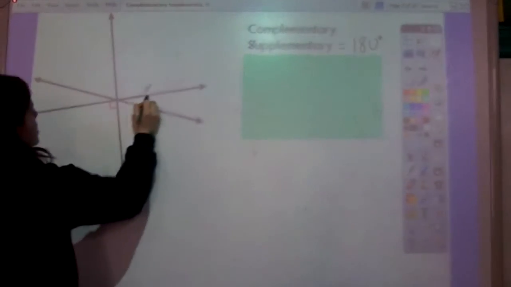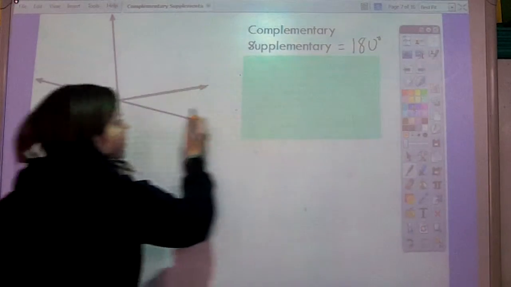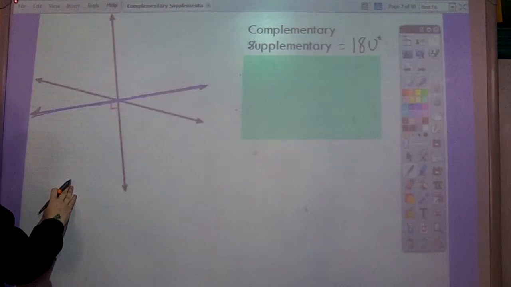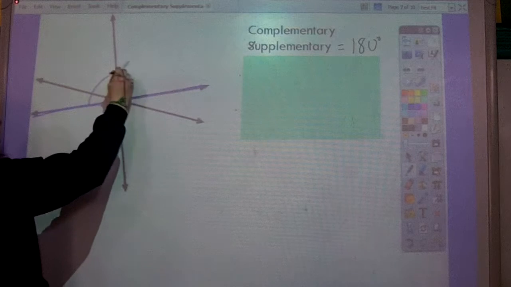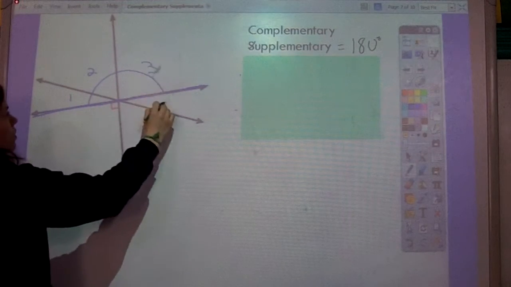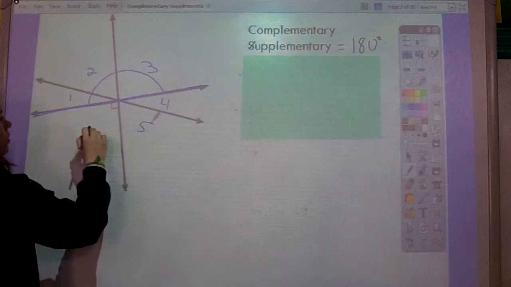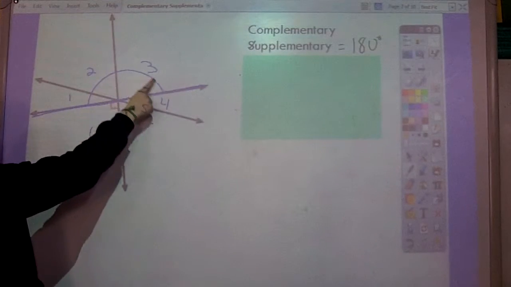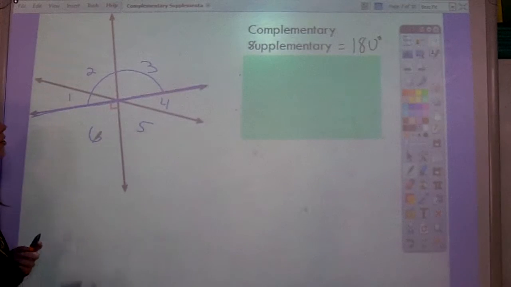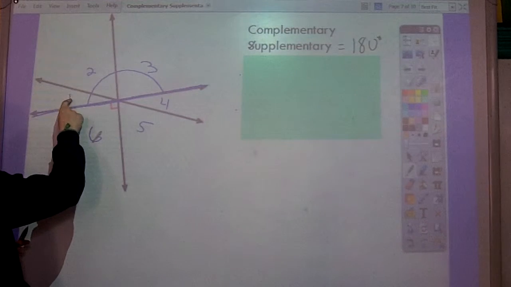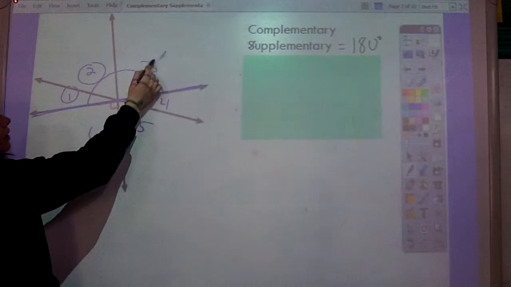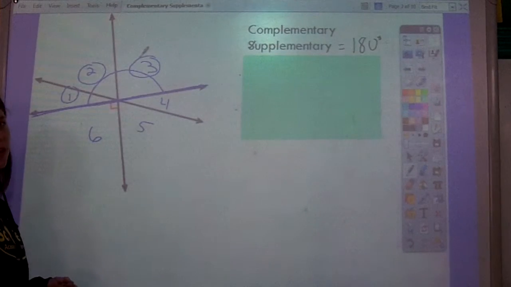I'm going to look at this line here. Let me use a different color so you can see that. I'm looking at this line here, and 180 degrees would get me from here to here. So if I go through and number my angles again, all of the angles that come together to make this straight line would be supplementary angles. So in this case, my 3 angles are angle 1, 2, and 3. These 3 together are going to be supplementary angles.